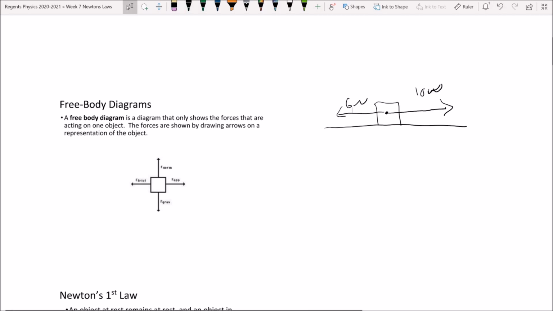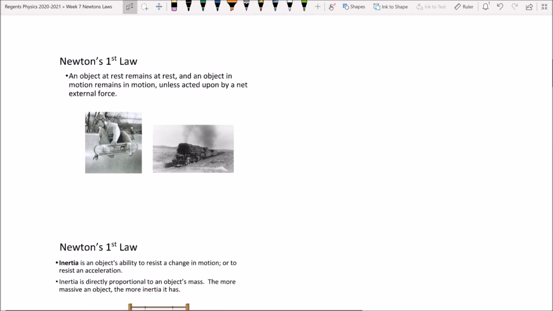We're going to be drawing these diagrams a lot throughout this lesson. So let's talk about Newton's laws of motion. There are 3 of them, right? Newton's first law says that an object at rest remains at rest, and an object in motion remains in motion unless acted upon by some external force. So if I have a cow just sitting here, that cow is going to stay at rest until someone comes along and pushes it and applies a force. Then you know that that cow will begin to move, hopefully.